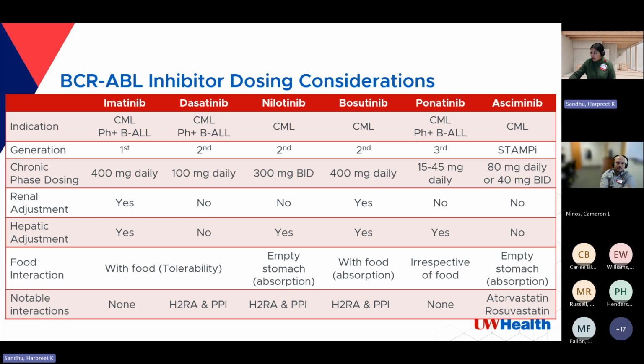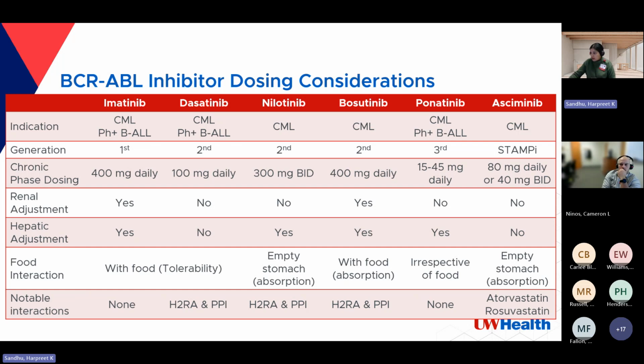So at the moment, all of these TKIs are approved for use in CML, but only imatinib, dasatinib, and ponatinib are approved for use in pH-positive B-ALL. Asciminib is being studied for use in that space, and so you may see this used in B-ALL in the future. We often think about our ATP competitive BCR-ABL TKIs in terms of their generation. And so imatinib is a first generation TKI, dasatinib, nilotinib, and bosutinib are second generation, and then ponatinib is third generation. In terms of dosing, what's presented here is the dosing for chronic phase CML.